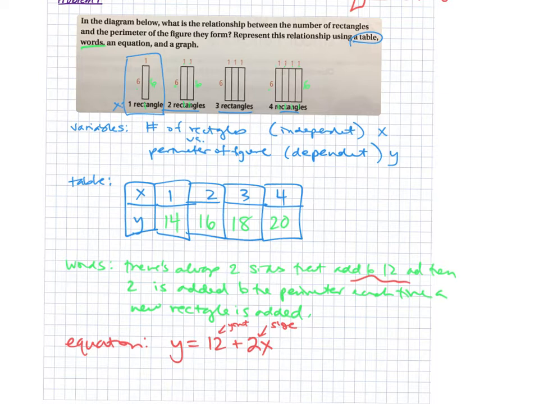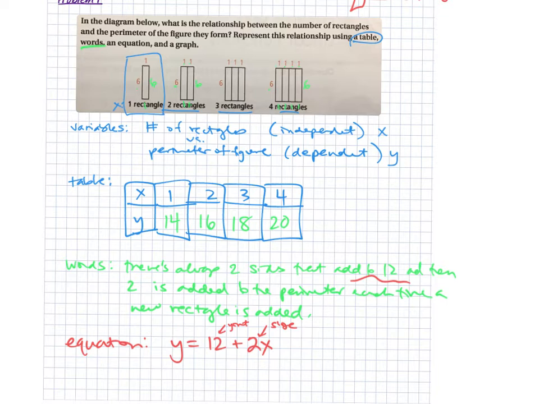In this case, there isn't really a context for x is 0, but if x was 0, you would have 12. And then every time you add a rectangle, you get 2. So you can see that when you plug in 1, 12 plus 2 is 14. When you add 2, 4, 12 plus 4 is 16. 3 times 2 is 6, plus 12 is 18. 4 times 2 is 8, plus 12 is 20. So you can see that that's the equation there.